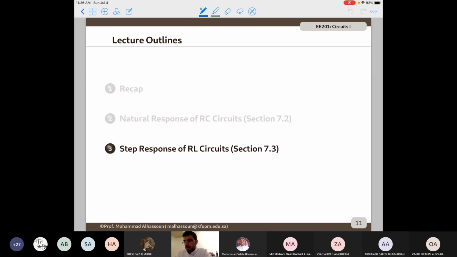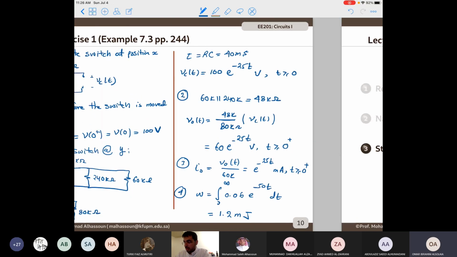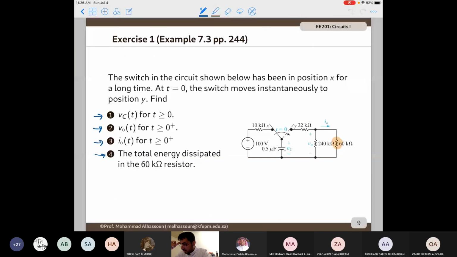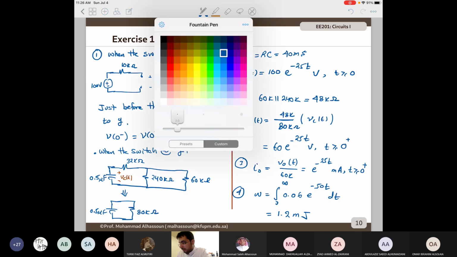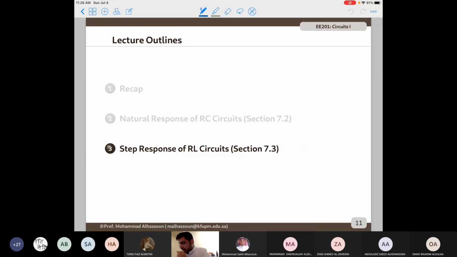Umar? Yes, doctor. On the previous question, shouldn't it be minus 50 t? The integration. Yes, minus 50, this one. But the minus and 50, they are kind of like, okay, yes, this is minus 50. Okay.